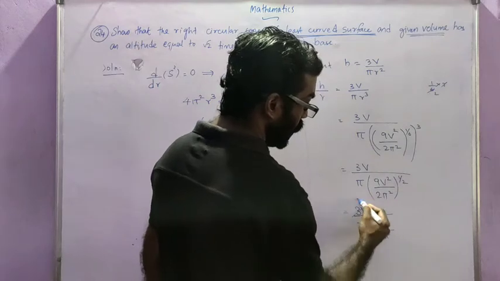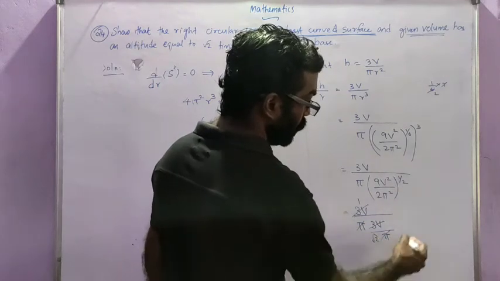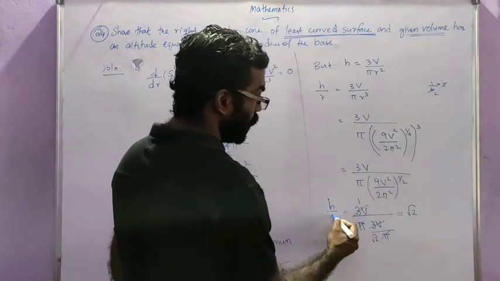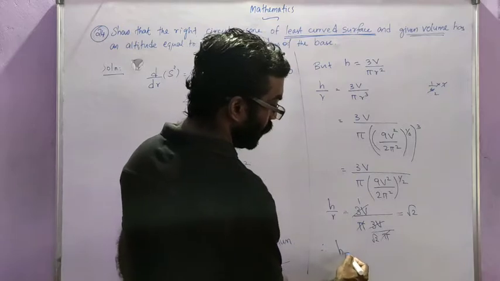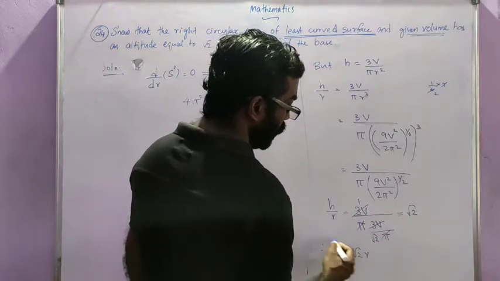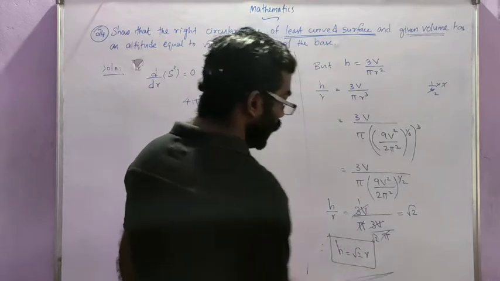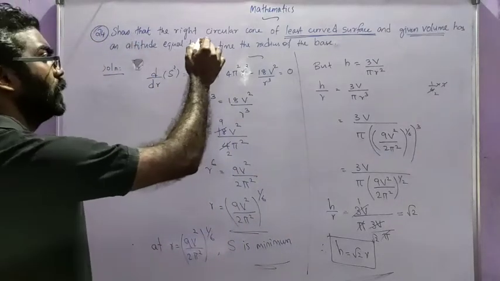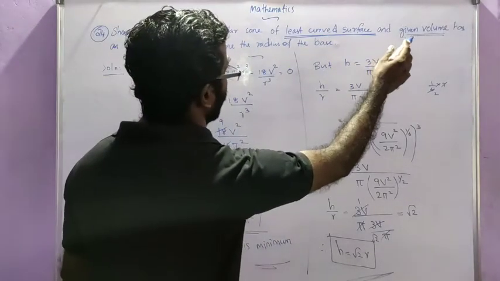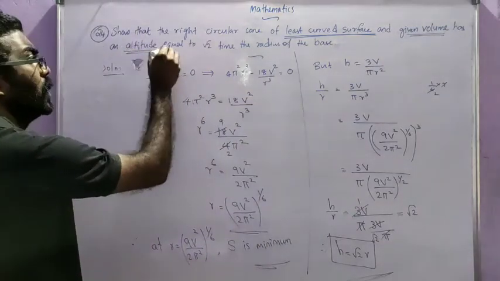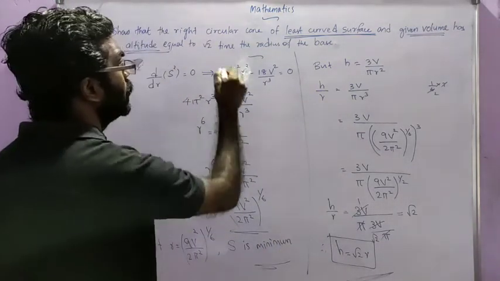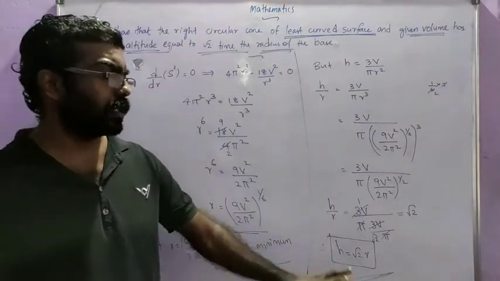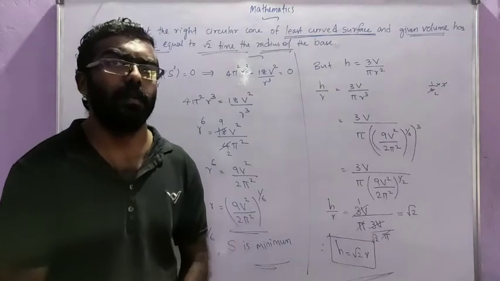Here 3V and 3V we can cancel, pi and pi cancel. Root 2 goes on the numerator, which is equal to root 2. That is h by r equal to root 2. Therefore, we can write h is equal to root 2 r. That we have to prove. Height is equal to root 2 times the base radius. Show that the right circular cone of least curved surface area and given volume has altitude h equal to root 2 times the radius of the base. That is h is equal to root 2 r. Clear?